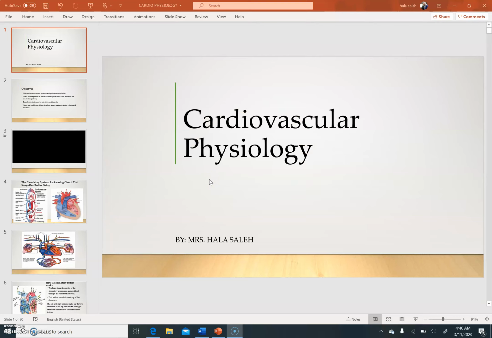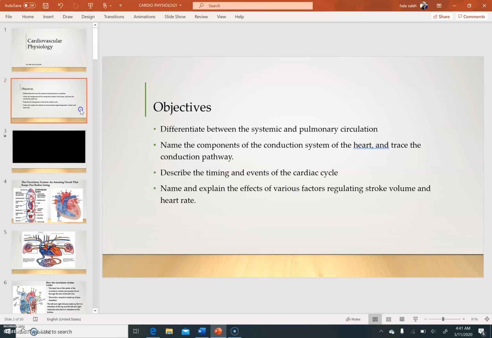So, our lesson for today is about the cardiovascular physiology of the heart. Last time, as you remember, we explained the anatomy of the heart. We discussed the anatomical structure of the heart briefly. We discussed the layers, the valves, the arteries, the veins, the coronary arteries, etc. So today we're going to move on to study the physiology of the heart. So let's start with our objectives.